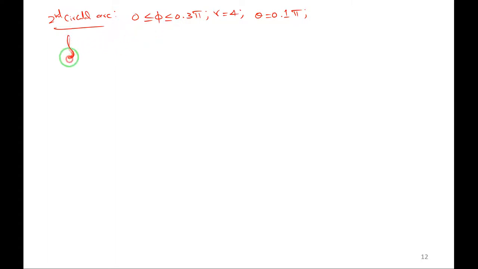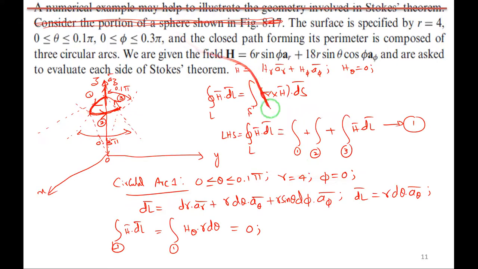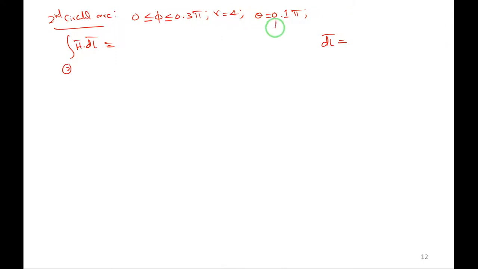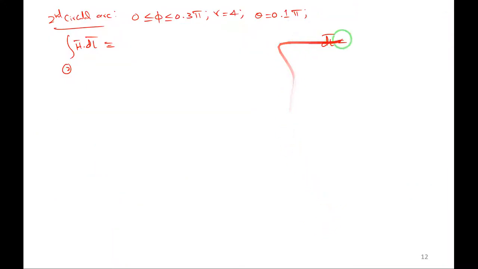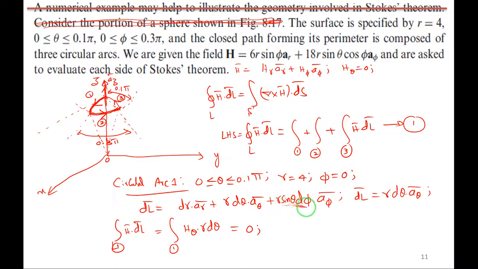So next we will take up h dot dl along this circular arc. So what is dl in this case? Let me identify, right? Along the second circular arc, phi is varying, r is fixed and theta is fixed. So phi is varying means this r term will vanish, theta term will vanish. So now dl is nothing but r sin theta d phi into a phi. This one only, r sin theta d phi into a phi.